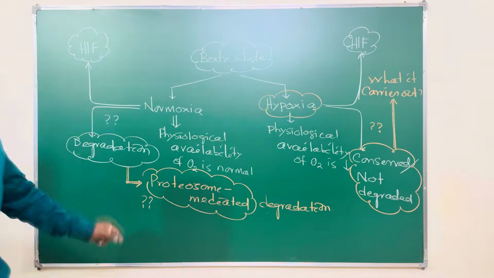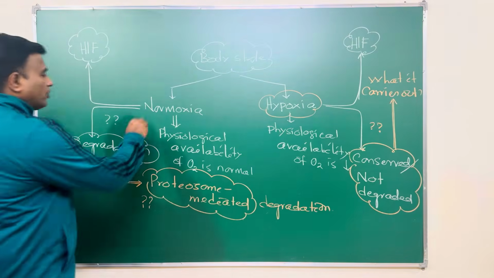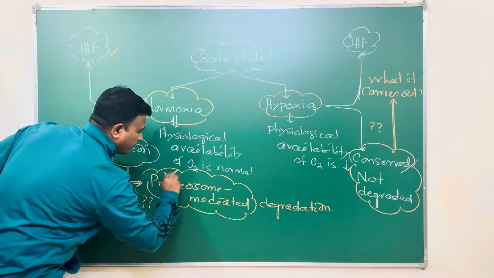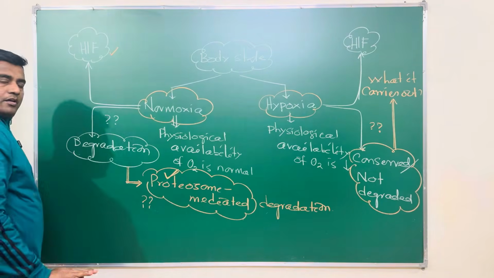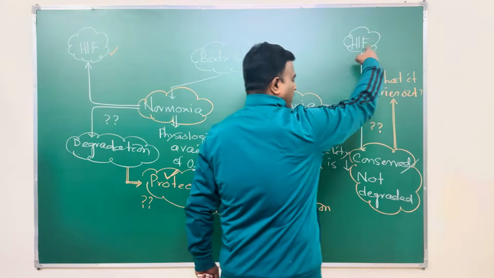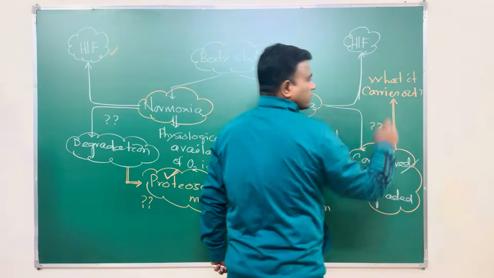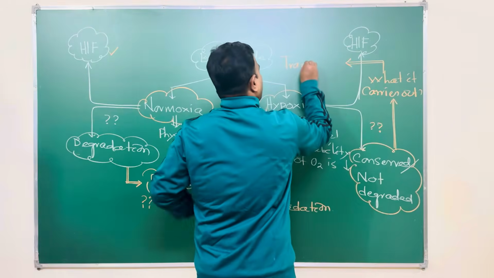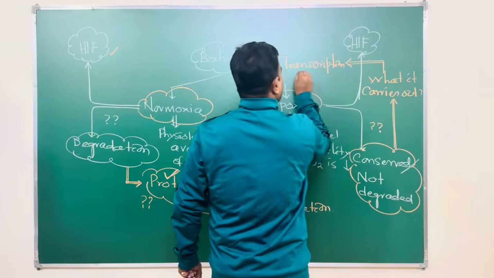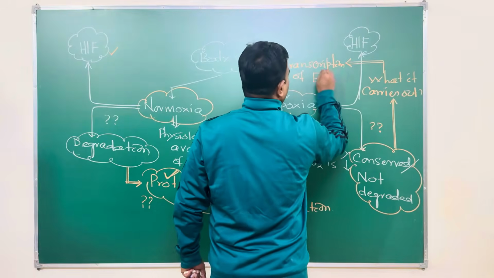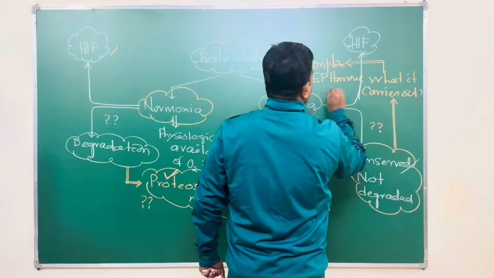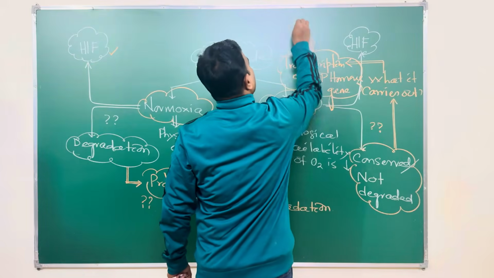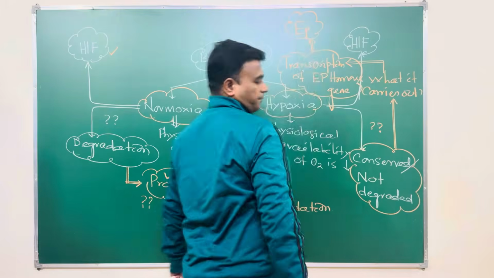What is the summary of this particular flowchart? During normal availability of oxygen, HIF undergoes proteasome-dependent or mediated degradation. During hypoxia, this HIF is not degraded, but it carries out something. And what is that answer? It carries out transcription of the erythropoietin hormone gene, and that leads to the secretion of erythropoietin from the renal pericytes.